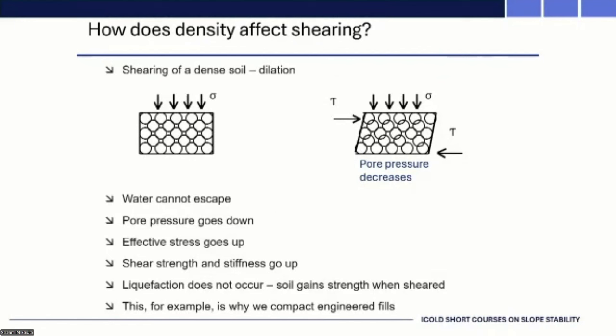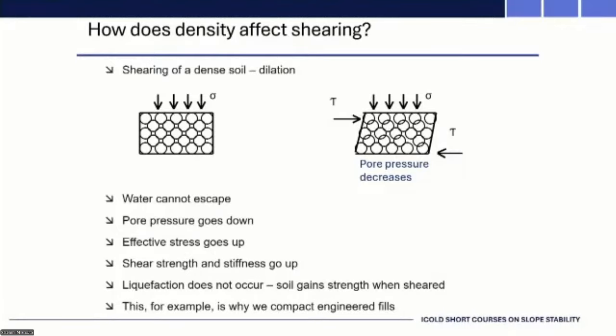You've got this dense soil. Again, the water can't escape because the boundary is impermeable. Because it's trying to dilate, it's trying to expand, the pore pressure responds by going negative relative to the starting condition. So you're getting this expansion, pore pressure can't move out of the element, so it responds by decreasing. Go to your effective stress equation, that drives the effective stress up. So as you're dilating, the effective stress is going up, so your shear strength is going up, and your stiffness as well, but the shear strength is what we're essentially interested in.